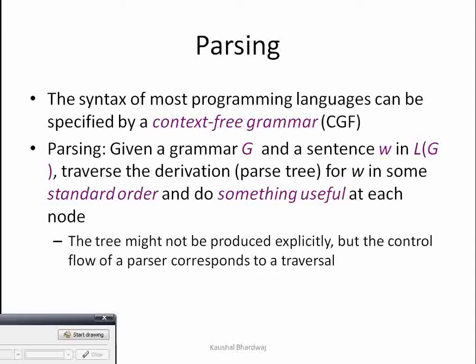So for a sentence W in the language of G, we traverse the derivation or parse tree for this sentence W in some standard order. We will see what this standard order can be. We can use some standard order and traverse it, and then we will try to see whether we can actually derive this W or not. This tree might be produced explicitly or might not be produced, but the control flow of the parser corresponds to the traversal.